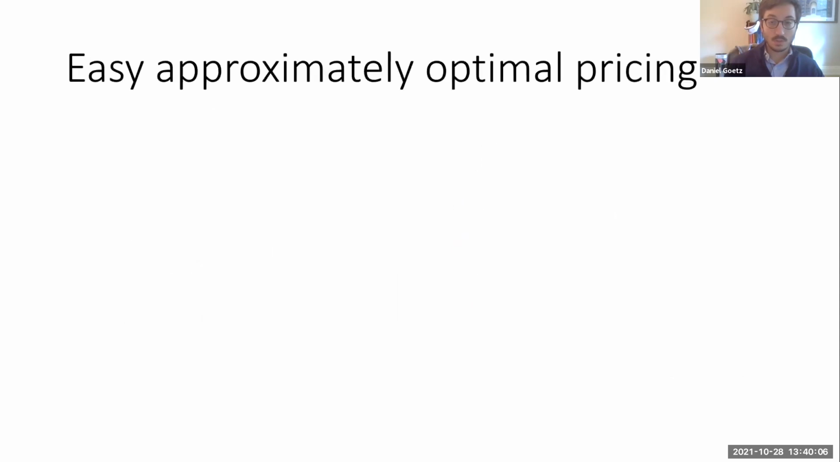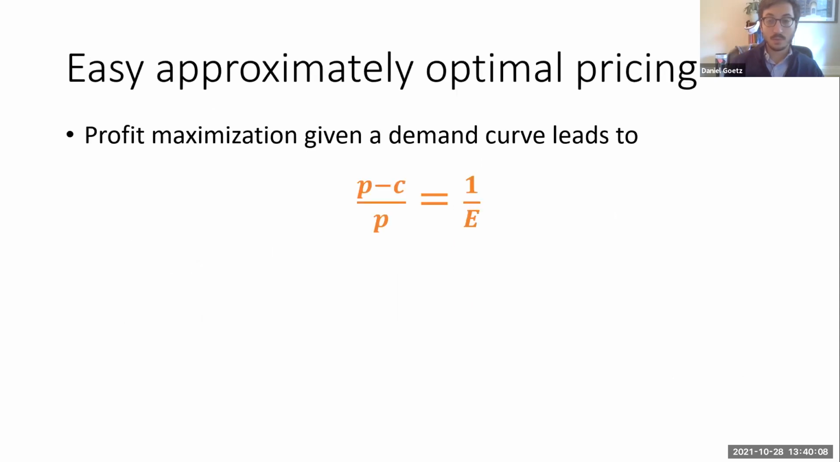So there is a simple formula. If we have a demand curve and a flat constant marginal cost, C, then profit maximization is going to lead to the following formula for optimal prices. Okay, so let's break down this formula. P is the price. So P is what you'll be solving for.